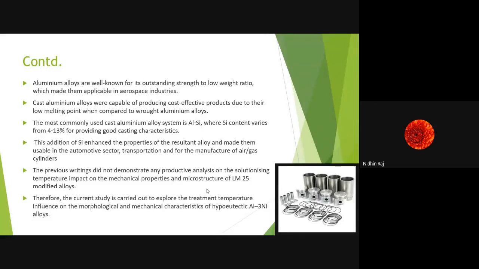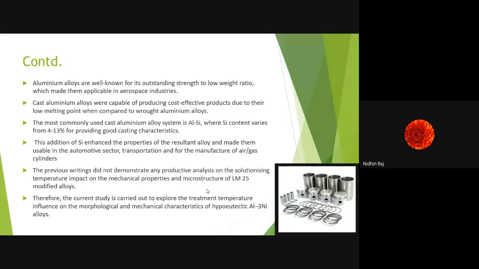Now, we're talking about the conduct of the experiment. Aluminum, nickel, silicon, and magnesium of necessary weight percentages were melted in a crucible. The cast alloys were then solutionized for 8 hours from 450 to 550 degrees Celsius. Then they were quenched, and then aged for 12 hours at 170 degrees Celsius.